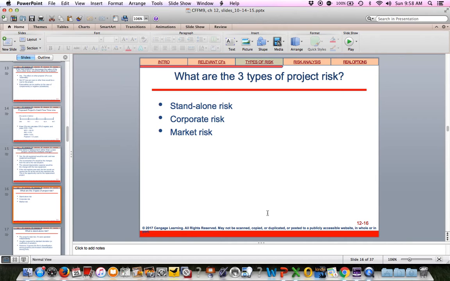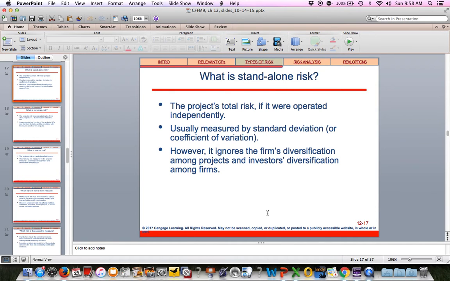Okay, so a lot of cash flow analysis deals with risk. There are lots of risks when it comes to cash flows, and there are three kinds right there. We'll talk about each one in more detail. Standalone risk is the risk of the project if it was operated independently, usually measured by a standard deviation. However, it does ignore the firm's diversification among projects and investors' diversification among firms. So it doesn't take into account the fact that most companies have multiple product lines, doing multiple things, not just one thing, and most investors own several types of investments.